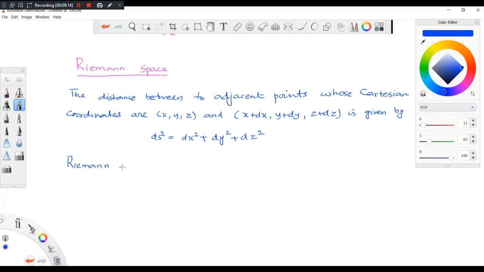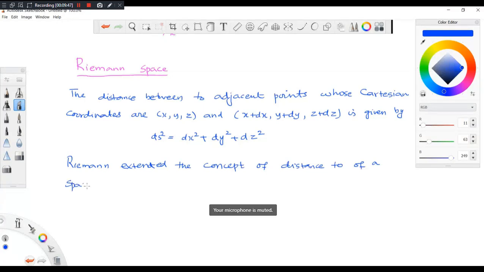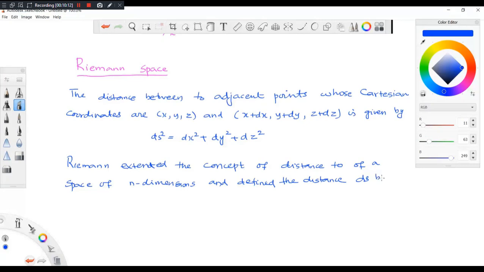Now Riemann extended the concept of distance to a space of n dimensions, and defined the distance ds between two adjacent points.